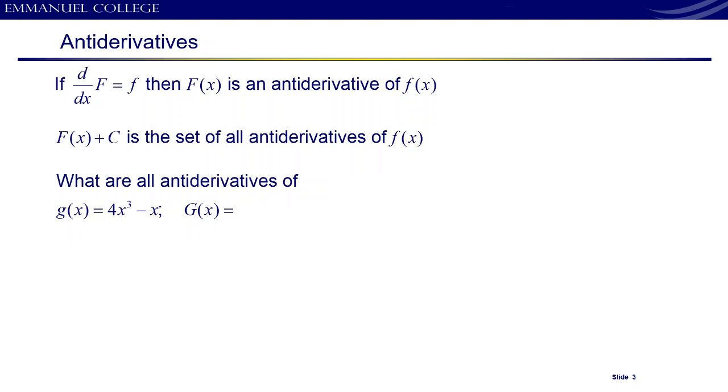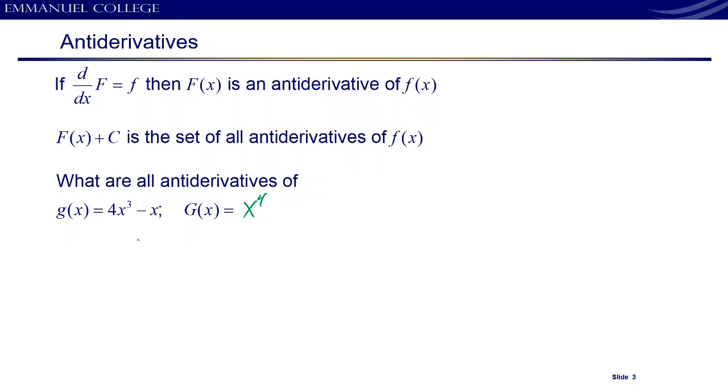So just starting with 4x cubed, what do I take the derivative of to get 4x cubed? Well, it's x to a power. So I know that it had to decrease by 1. So this would have to be x to the 4th. And then I'm going to remove the 4 and just leave a 1 out front, because if I take the derivative of x to the 4th, that would be 4x cubed. All right, that lines up with this one.